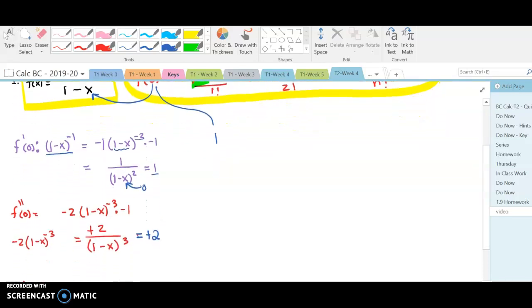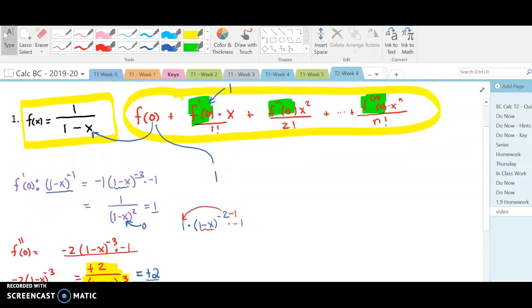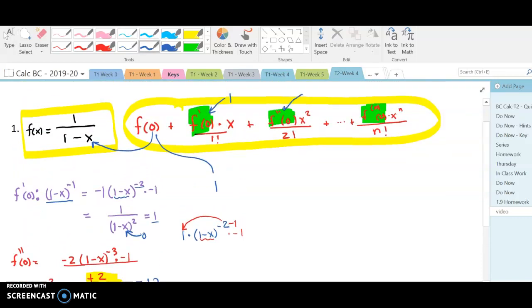Now I'm going to take the derivative again. So I'm really taking the derivative of 1 times 1 minus x to the negative 2 power. Well, this negative 2 comes down. Subtract 1 for negative 3, and I have to multiply by the negative 1, which is the derivative of the inner, and I get this, which simplifies to what you see in yellow. And when I plug in 0, I get 2. So my second derivative at 0 will be 2.